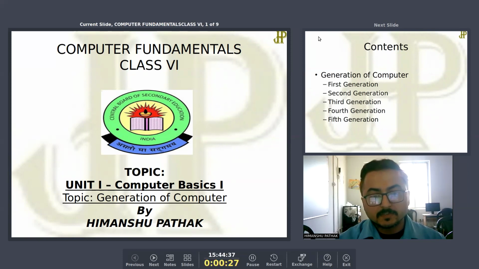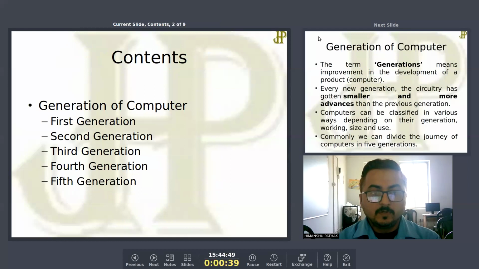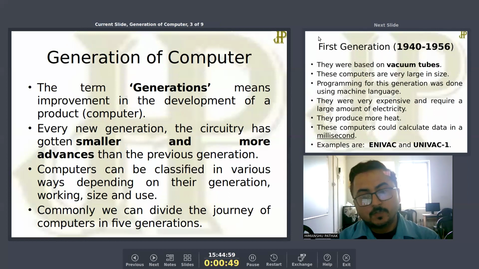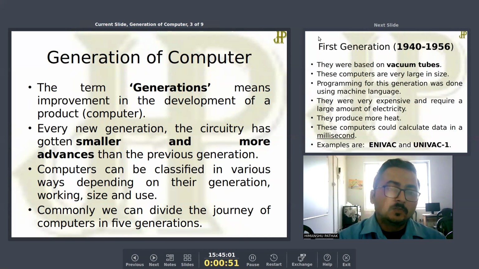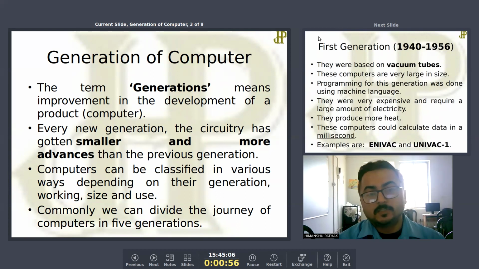In the previous class, we learned about the basic parts of computer. Today we will see the generation of computer. So in computer, there are basically five types or five generations. So let's start. So first of all, we have to know about what do you mean by generation.